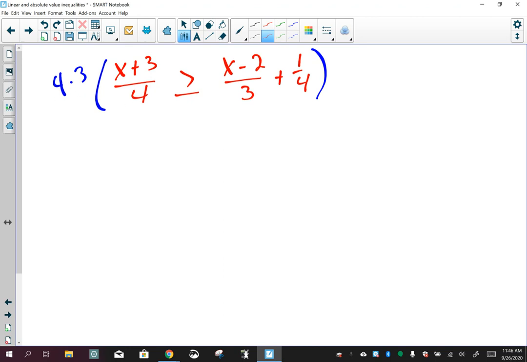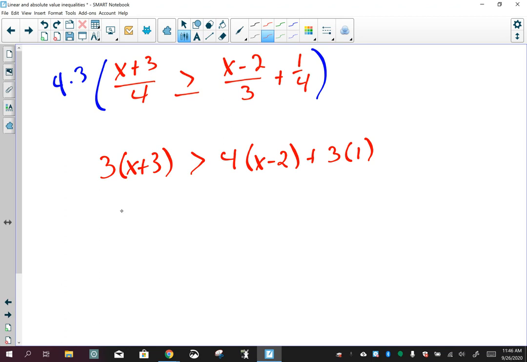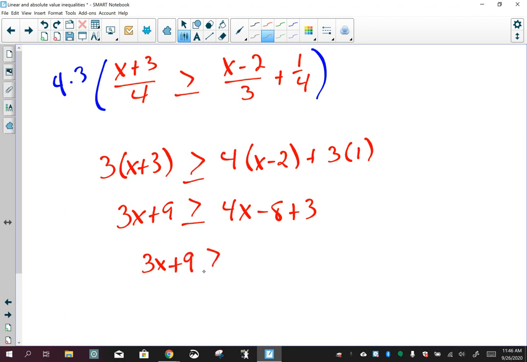So the 4 and the 4 will cancel. That leaves me with 3x plus 3. That 3 and that 3 cancel, leaving me with 4x minus 2. And that 4 will cancel, leaving me with 3 times 1. And so now I'm going to just clean this up. I get 3x plus 9 is greater than or equal to 4x minus 8 plus 3. 3x plus 9 is greater than or equal to 4x minus 5.